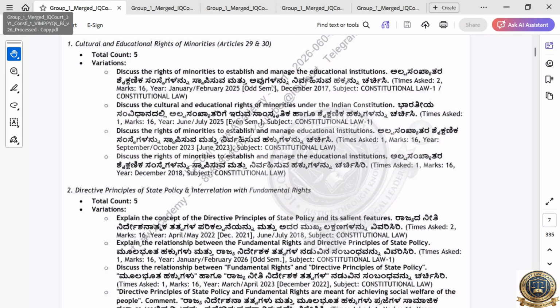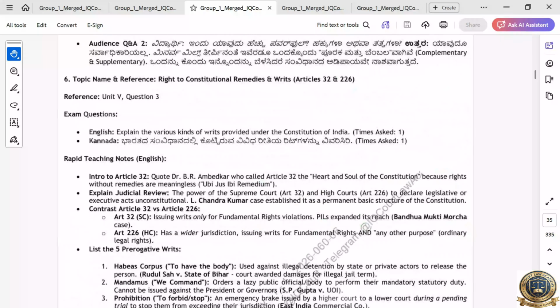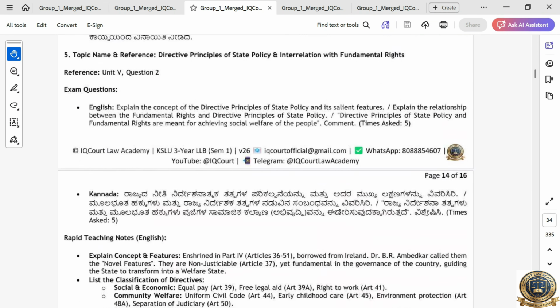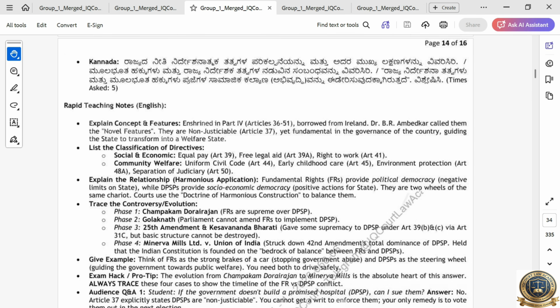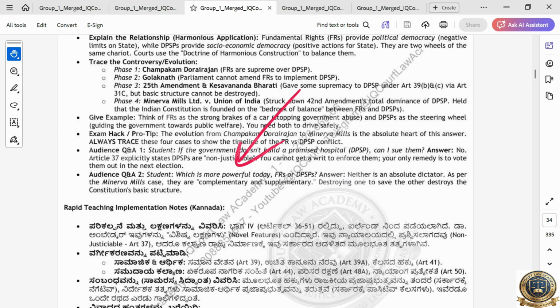So then that is over. Directive principles. Then if you go to the 5th unit, this is a very important question. Directive principles. Tomorrow you will get this question. Which one is more powerful today? Fundamental rights or DPSP? Neither is an absolute dictator. As per the Minerva Mills case, they are complementary and supplementary. Destroying one to save the other destroys the constitutional basic structure. So both are equally important.